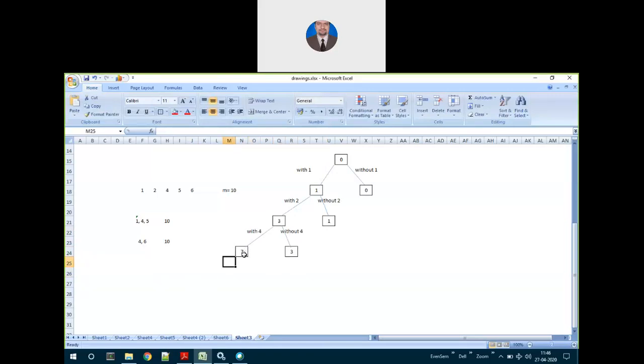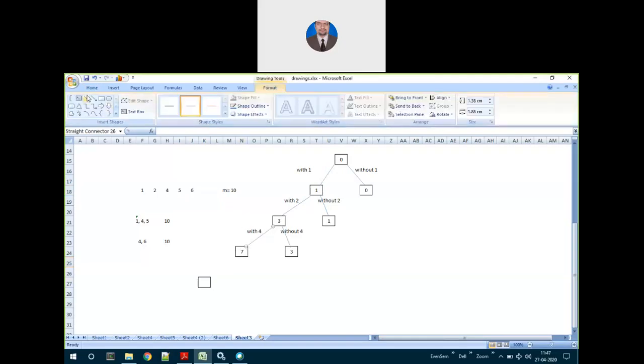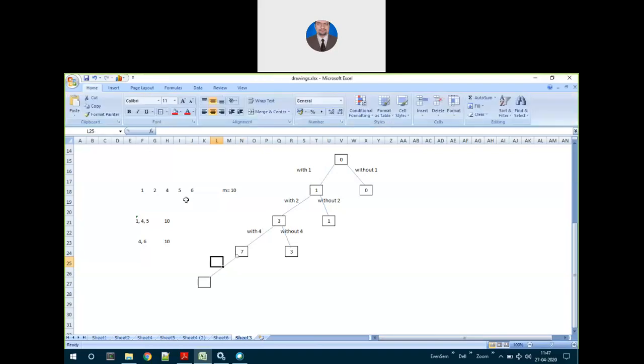Then again I can continue in this direction. So from 7, what I can do? I can add the next value 5. Now suppose I add it here, let me try to add that side. So this time I'm including the 5 over here. So with 5, what happens here? With 5 means 7 plus 5, which is 12 over here.